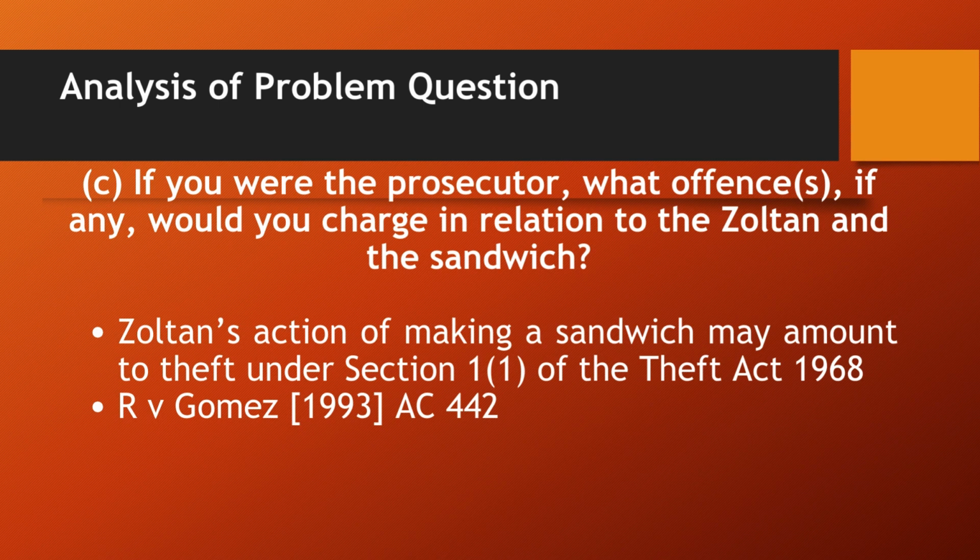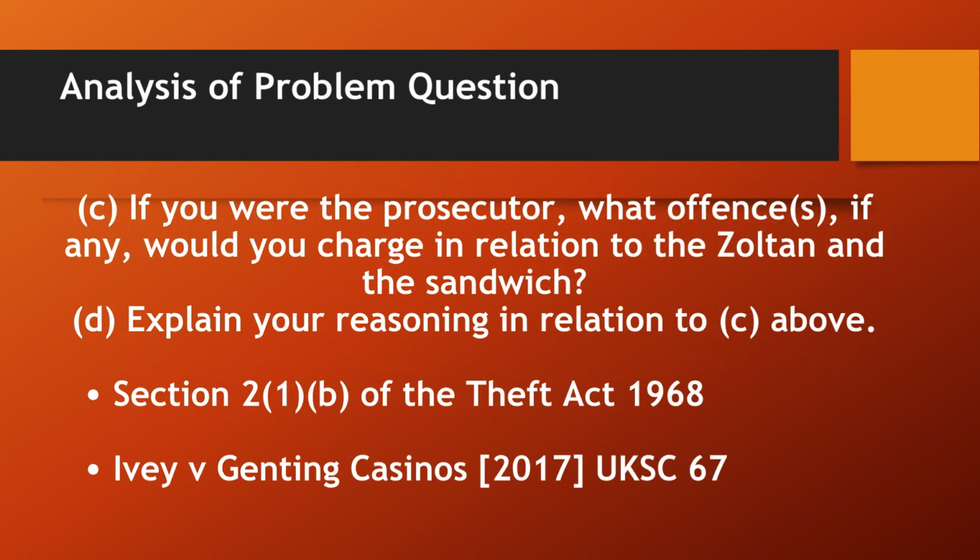Theft requires proof of appropriation, property belonging to another, dishonesty, and intent to permanently deprive. Zoltan appropriated the sandwich, which was Annie's property, without her consent, and the act was dishonest under the standards set in Ivey versus Genting Casinos in 2017.